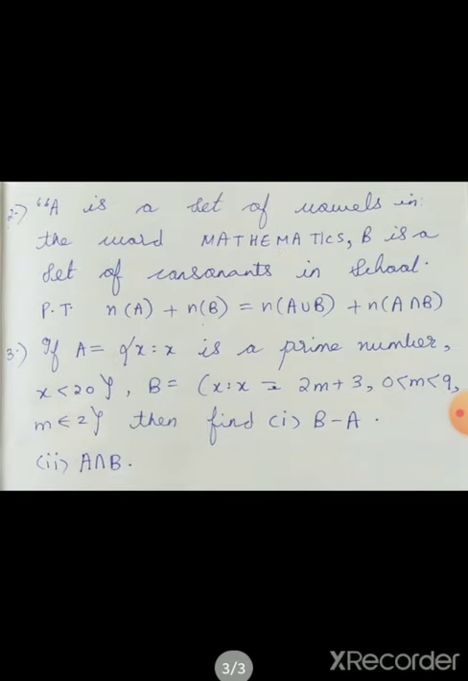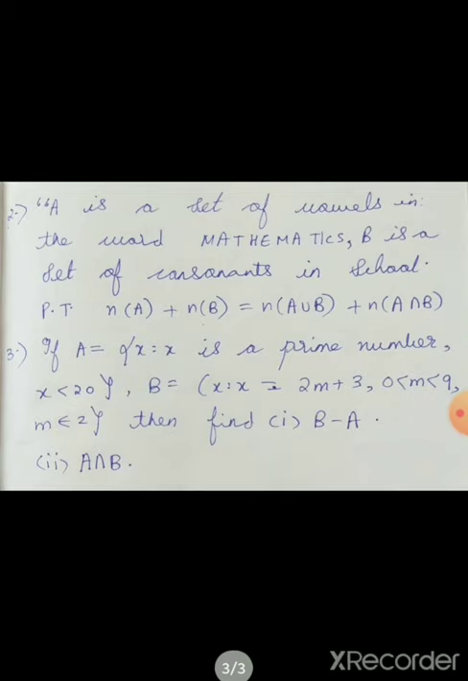The second question is, A is a set of vowels in the word mathematics, B is a set of consonants in the word school. Prove that n of A plus n of B is equal to n of A union B plus n of A intersection B. The third question is, if A is equal to {x : x is a prime number, x less than 20}, B is equal to {x : x is equal to 2m plus 3, 0 less than m less than 9, m belongs to Z}.